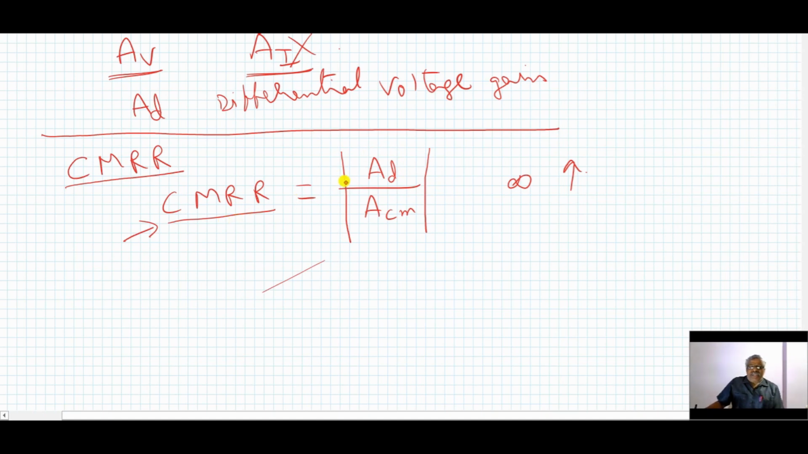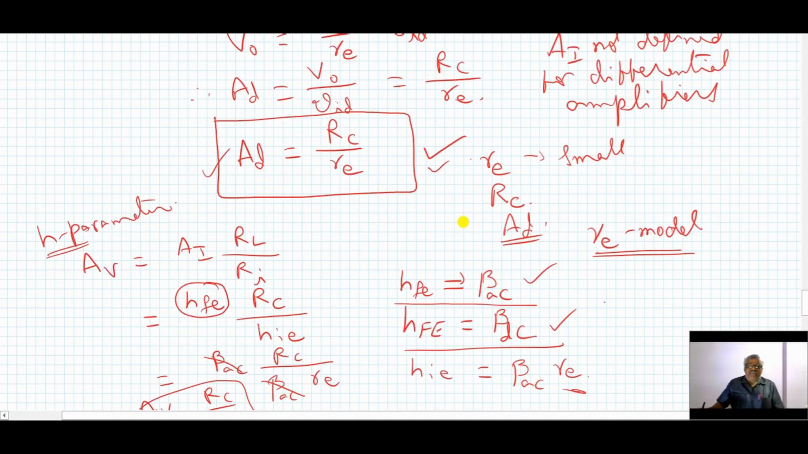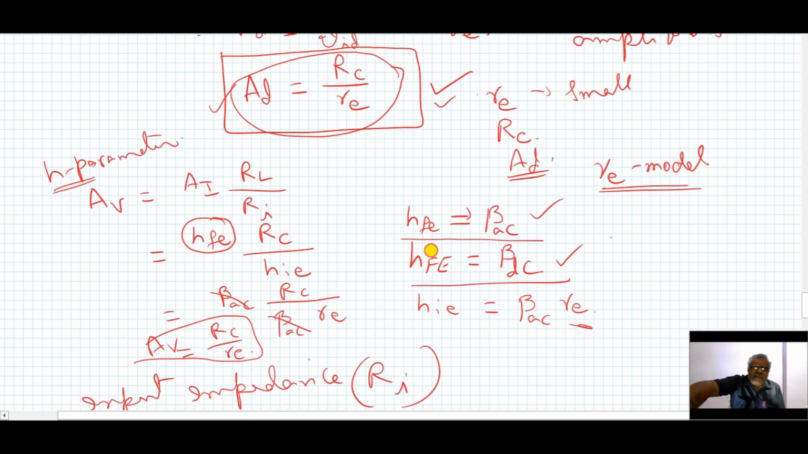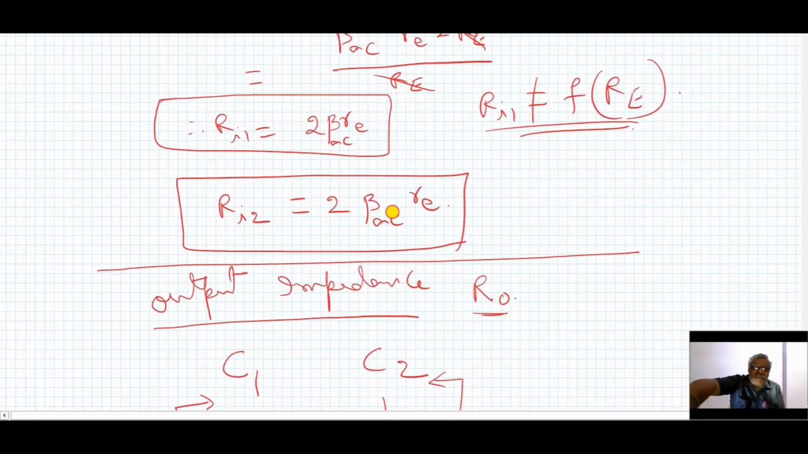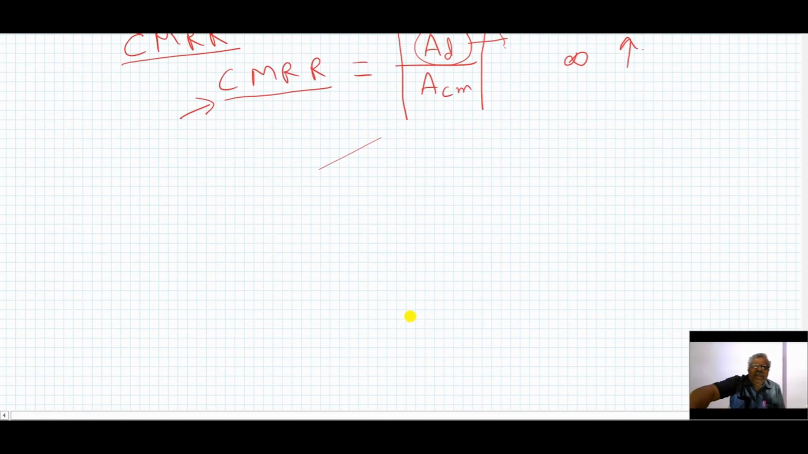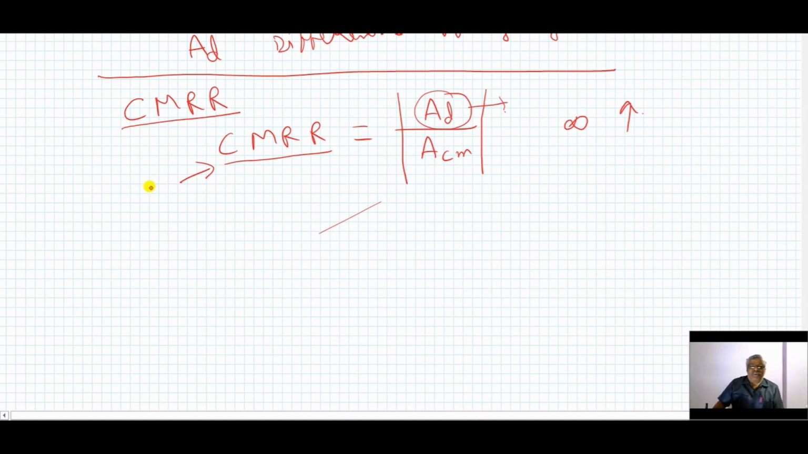The CMRR, as per definition, is defined as the ratio of differential gain to common mode gain. The differential gain expression we derived earlier. What is the expression for differential mode gain? AD equals RC by RE. This is the expression we derived earlier. Then to find out CMRR, which gain do we have to obtain? Common mode gain, ACM, we have to calculate. Let us do that calculation now, which is very simple.